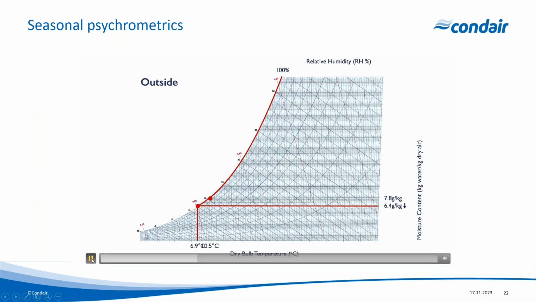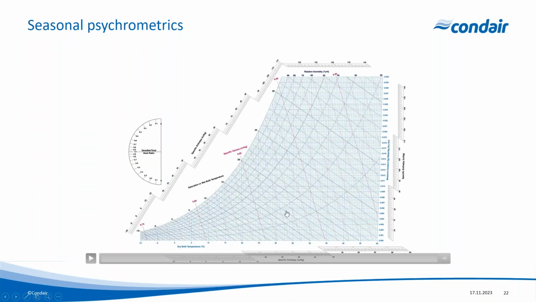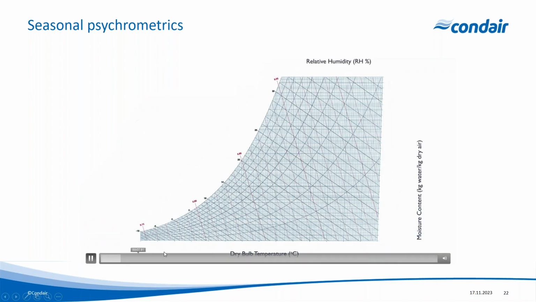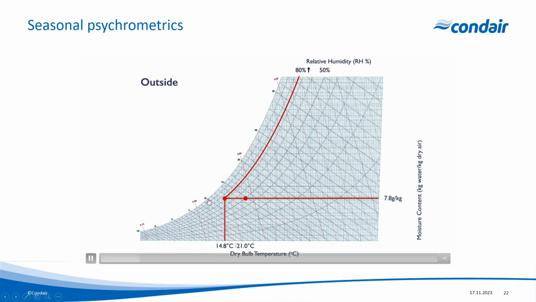But then as I cool the air further, let's say I cool the air back to 0 degrees. Let me just run that again for you. We go from 21 at 50 down to 10.5 and then further cool it down to 0 degrees.